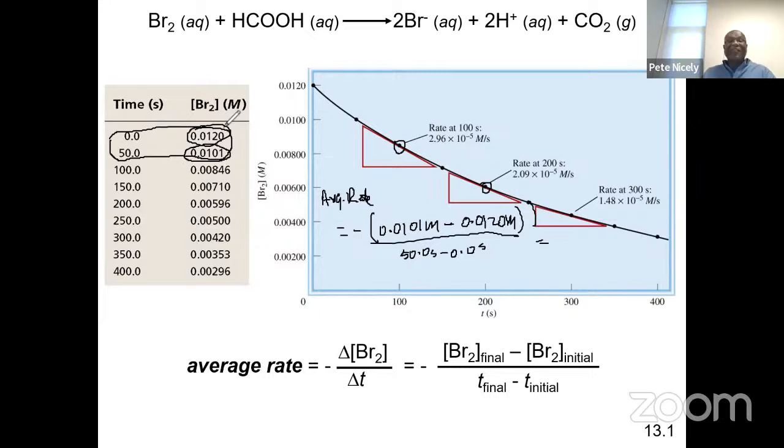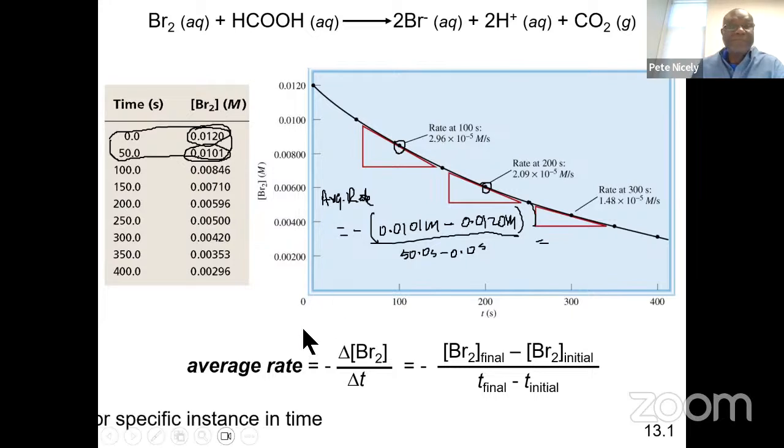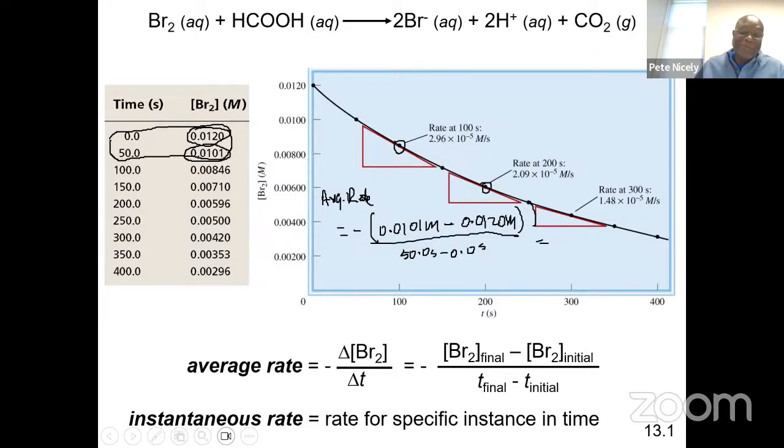Now, there's another rate value that's important, and in fact, I would say it's more important, and that is known as the instantaneous rate. The instantaneous rate would be the rate of the reaction for a specific instance in time. Now, what do we mean by that? Basically, what that means is that you choose, let's say you want to find the instantaneous rate at this point right here, right? Which is calculated to be equal to 2.96 times 10 to the minus 5.